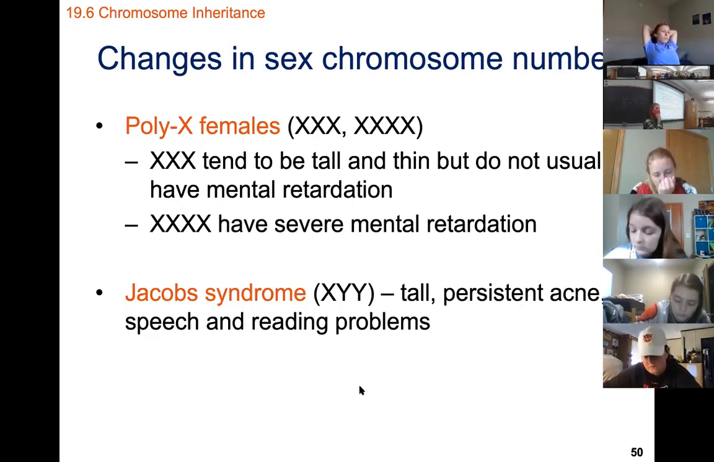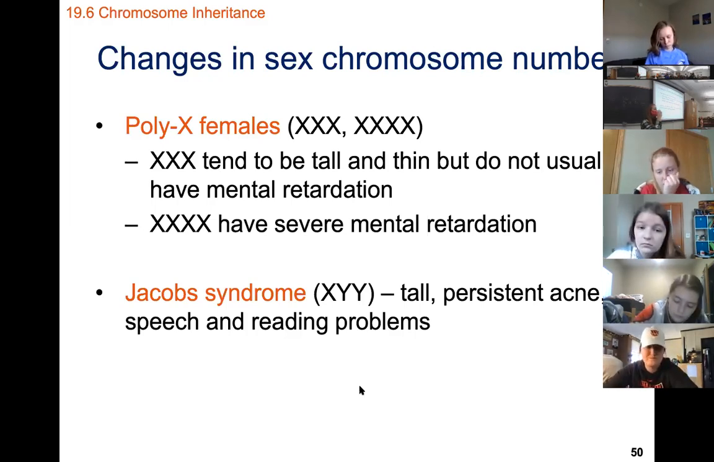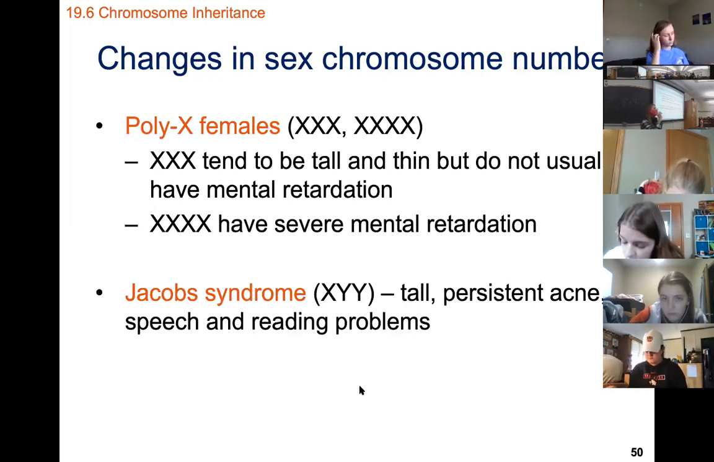Poly-X females, the name kind of gives it away. Poly meaning many. So if there are more than 2 X's in that location, they're considered poly-X females. They tend to be tall, thin, and do not usually have mental challenges. And then XXXX have severe mental challenges. So when you have a little bit more, that is uncommon, but you will have some mental challenges there.